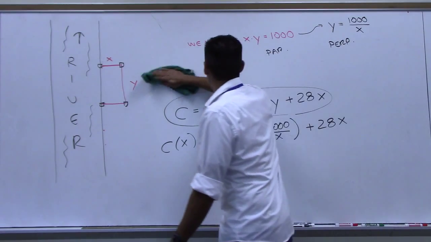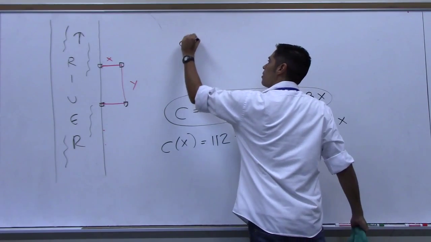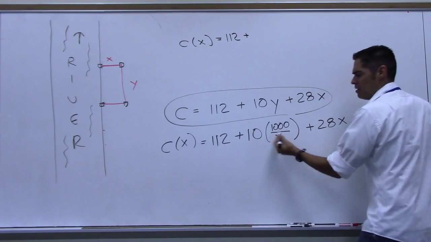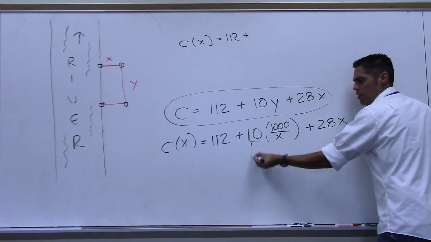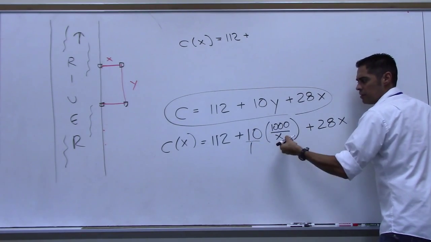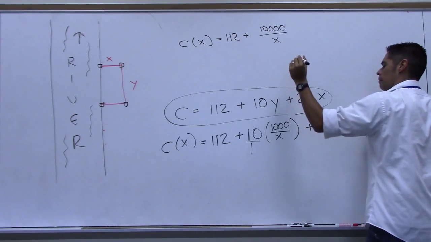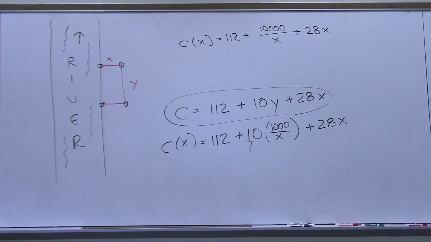So what is this cost function? Because I can call it a function now, can't I? This cost function is 112 plus, how do you multiply this? What happens here? Isn't this like 10 over 1 times that? So you just go straight across? 10,000 over x, plus 28x. Are y'all all right with this? Okay. That is the cost function. That is it right there.